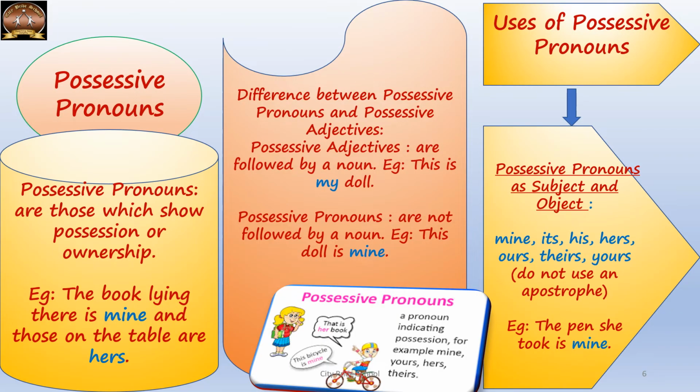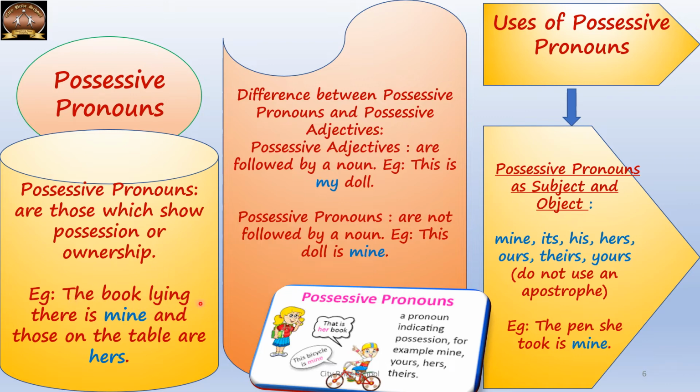Children, the second type of pronouns are possessive pronouns. As the name suggests, they show possession, ownership, or belongingness. Now remember children, all the words that show possession or ownership answer the question whose. Similarly, possessive pronouns also do the same.